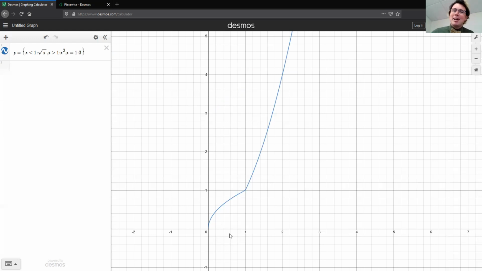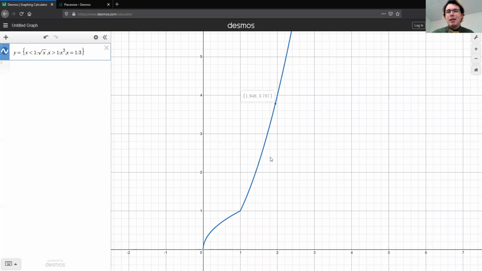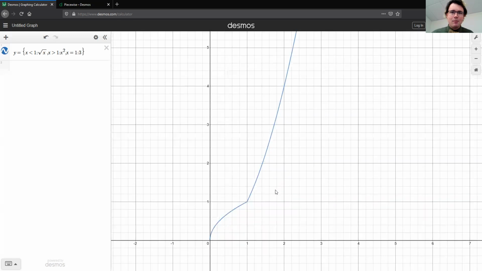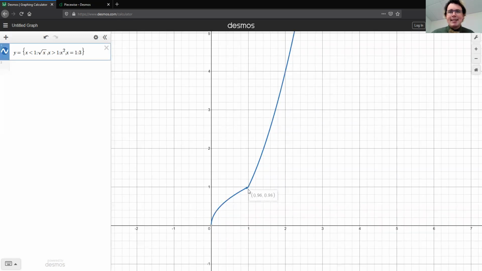Left of the coordinate x equals 1, it looks like the square root. Right of the coordinate x equals 1, it looks like a parabola, a little steep, but you can kind of see the curve there. But at x equals exactly 1, as I trace along my graph, the function jumps up to 1, 3. When x equals 1, I use the formula y equals 3. Does that make sense?